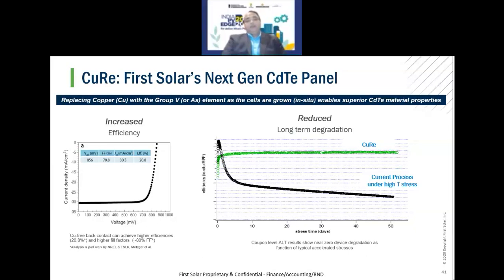A brief description of our Cure next-gen technology. Devices at the heart of a solar panel require controlled amounts of certain elements called dopants. Silicon uses boron, phosphorus, arsenic, etc. CdTe has traditionally used copper. While copper is essential to make the device work, it also plays a big role in degradation in the field. First Solar recently announced arsenic as a copper replacement doping. What makes it so exciting for us is the demonstration of a device that shows little to no degradation under high stress that emulates the field.